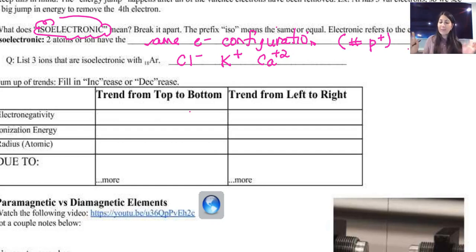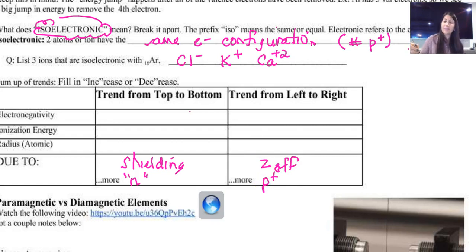Okay, let's wrap this up here. When we're going top to bottom, we know that it's always due to shielding, and so we say the more energy levels that it has. When we're going left to right, we say that it's due to the effective nuclear charge, or ZEF, and so we say the more protons that it has in the nucleus.